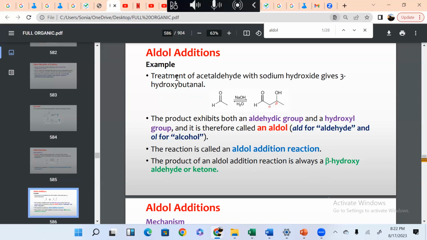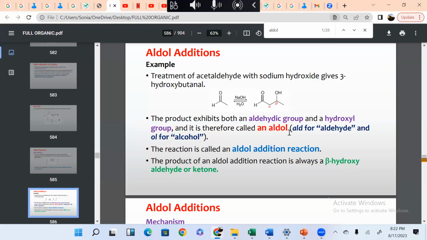So here we are. Treatment of acetaldehyde with sodium hydroxide gives 3-hydroxybutanol. This is the structure of acetaldehyde. We're looking at it being reacted with sodium hydroxide, and this is our product, 3-hydroxybutanol here, the same as beta-hydroxybutanol.